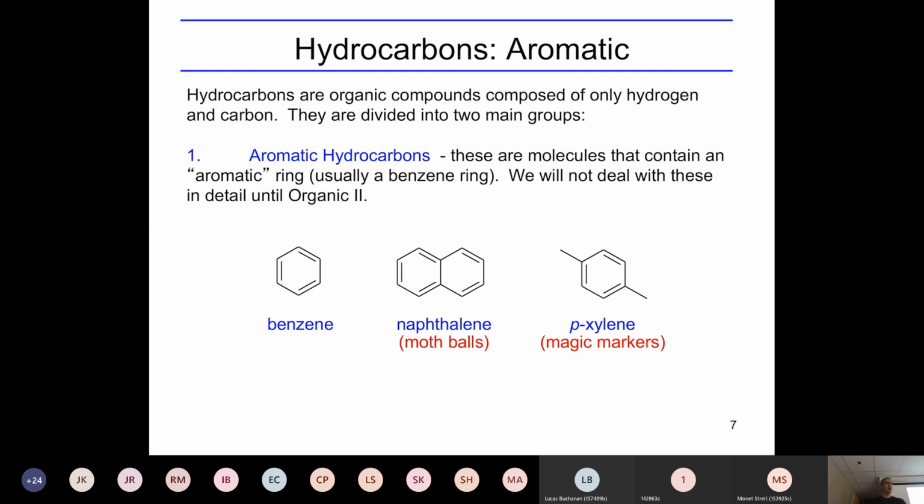The first class we call hydrocarbons. Hydrocarbons are just molecules with hydrogen and carbon only and nothing else. These are extremely important for industrial applications. Oil and gas are largely hydrocarbons, and we burn them for energy. We use them to make all sorts of products like lubricants, oils, or plastics, lots of things like this. So there's different kinds of hydrocarbons. We break them up into different classes.